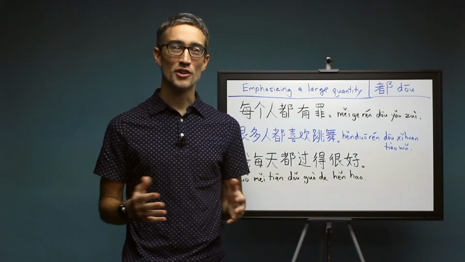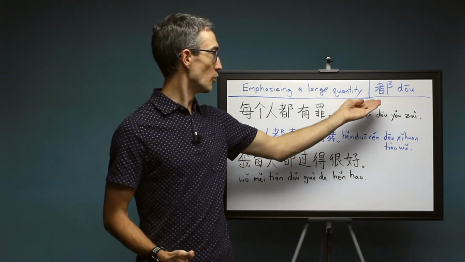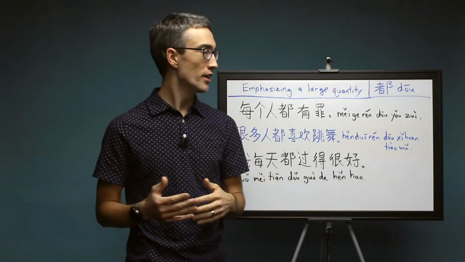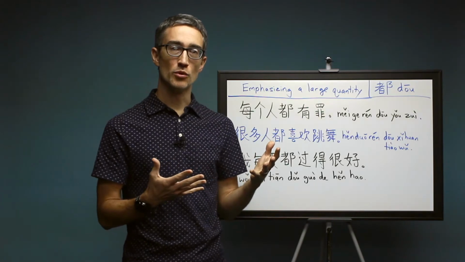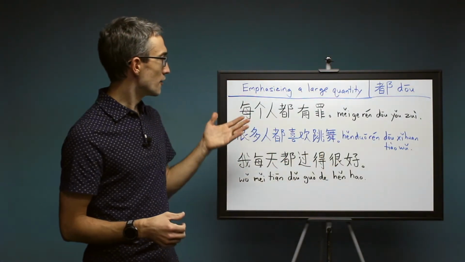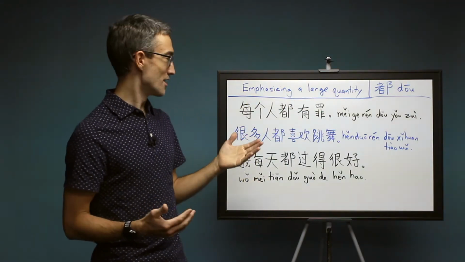In today's video, we're going to talk about some nuanced uses of the word 都, which you have learned to mean all or both. And today we're going to see some different uses of the word that are an extension of that original meaning. The first one is, it is used to emphasize a large quantity. All right, so what does that mean?